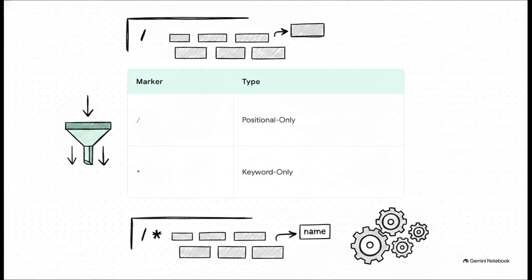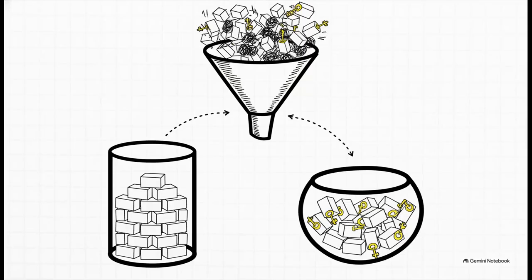On the flip side, use the asterisk when you want to force explicitly named keyword-only arguments. That ensures the caller is crystal clear about what data they're passing in. But wait, what happens when we don't know exactly how much data is coming in? If you want to accept an infinite, arbitrary amount of input, unpacking with asterisks will seamlessly do the heavy lifting for you. Using *args will scoop up all the remaining positional inputs and roll them right into a tuple, while **kwargs will take all the named keyword inputs and beautifully pack them into a dictionary for you to iterate over.